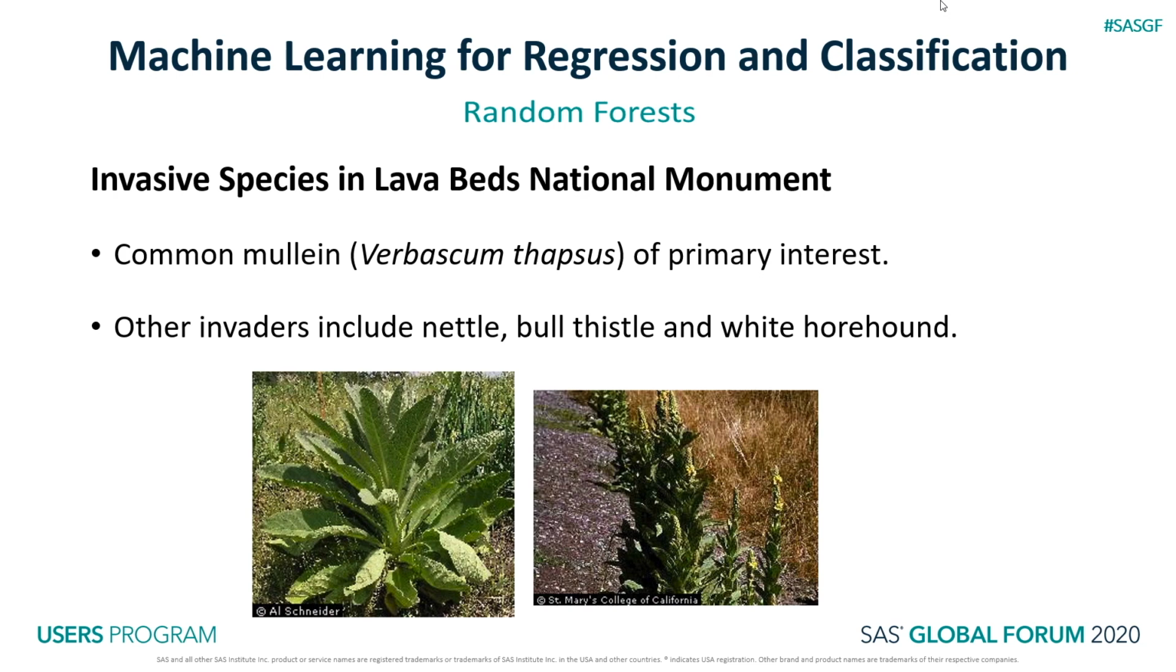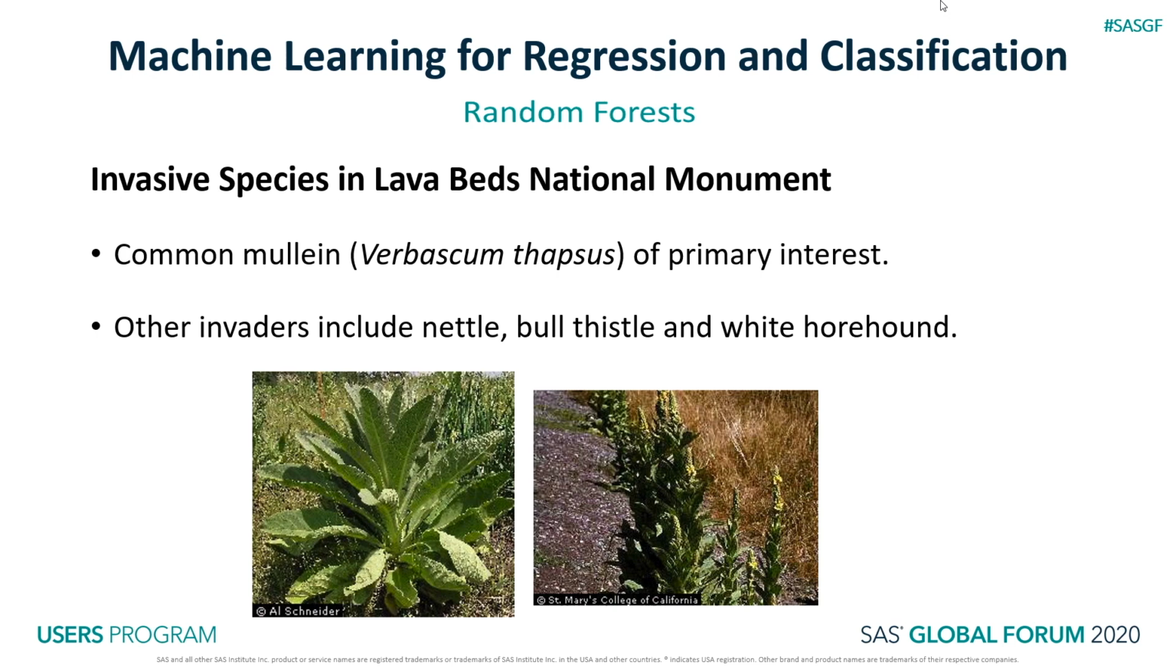We chose Lava Beds National Monument to illustrate some methodology because they had the best data. The most common invasive species in Lava Beds National Monument was something called common mullein. That is the picture on the left, and its scientific name is Verbascum thapsus. So that was of primary interest. Park personnel, when they detected growths of mullein, would go out there with bottles of Roundup and exterminate it. But it can take several years of applying Roundup to fully kill a patch, and while that's going on, the mullein may be coming in different places in the park, and they wanted to know where to look.